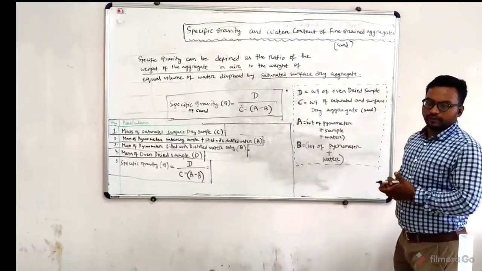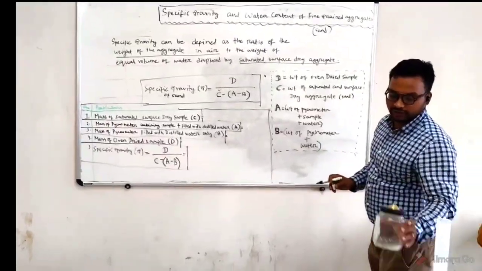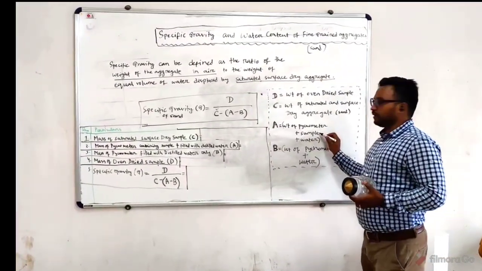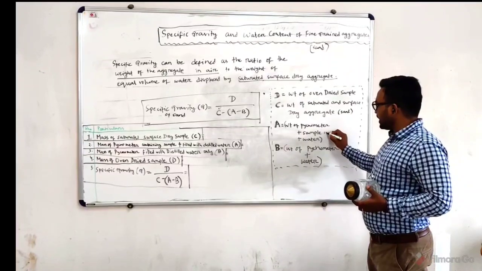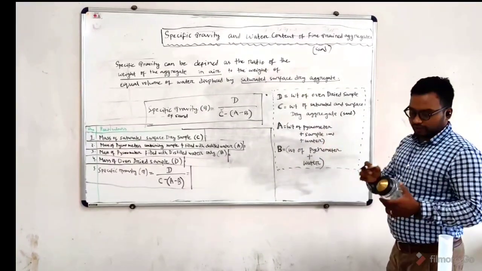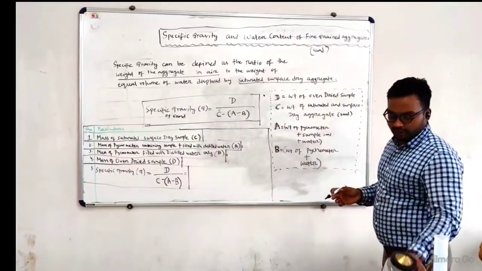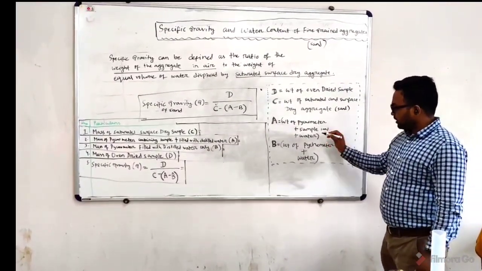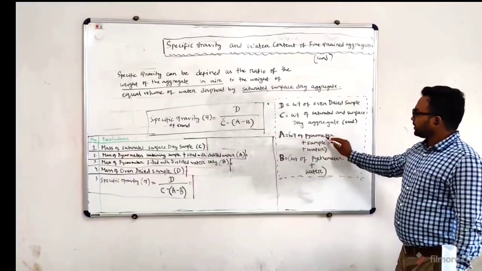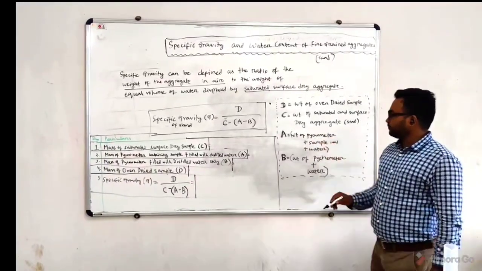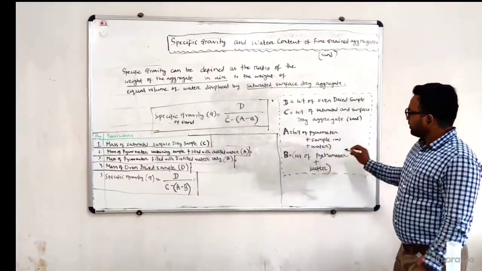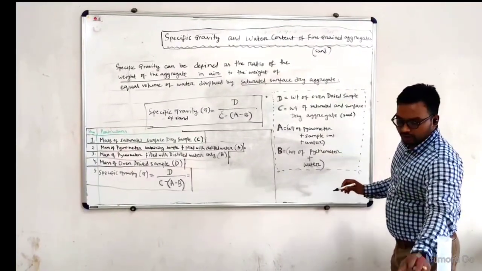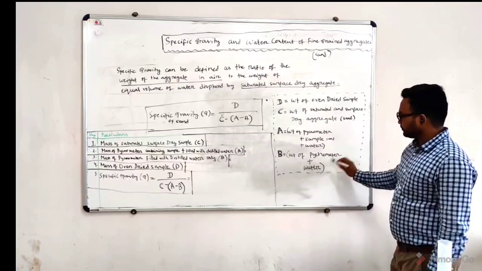There is an instrument called pycnometer. You can see this is a pycnometer. Weight of pycnometer plus sample, sand plus water. We will go into detail and know what the detailed procedure is. But for now, know this. Weight of pycnometer plus sample plus water is A. B is equal to weight of pycnometer plus water. Pycnometer plus water, no sample is there.